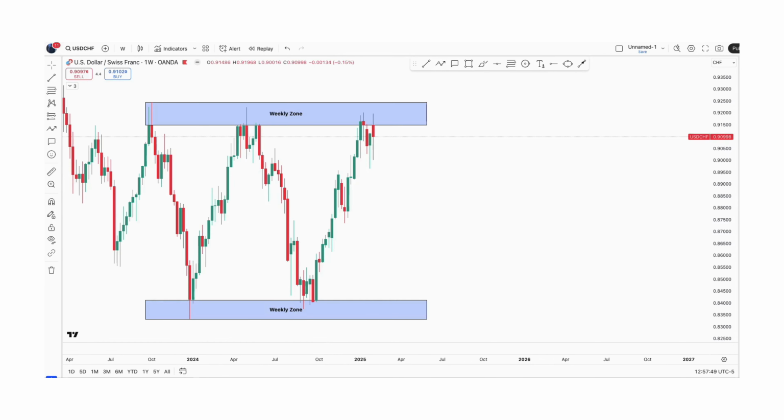The last pair we're going to look at is going to be USD CHF on the weekly time frame. We can see that price is also in a range with resistance at the top and support at the bottom. For some of you guys that are newer traders, I'm going to explain what resistance means. I know I've said it a couple of times in this video.